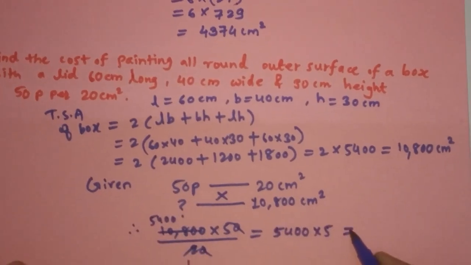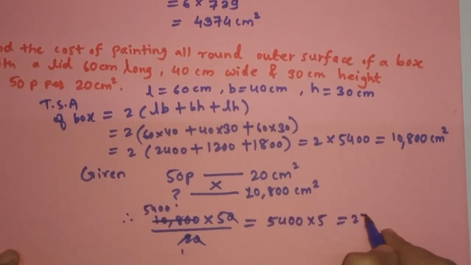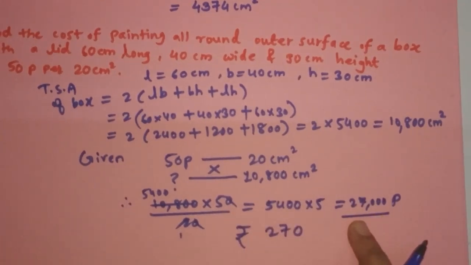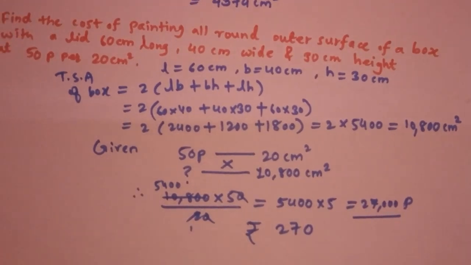So friends, here we multiply and get 27,000 paise. This answer we can get in rupees as 270 rupees. 1 rupee contains 100 paisa, so we divide by 100, and we get 270 rupees.